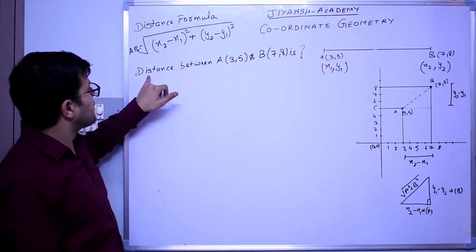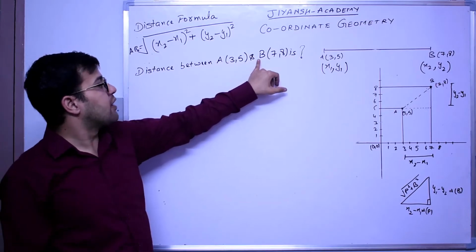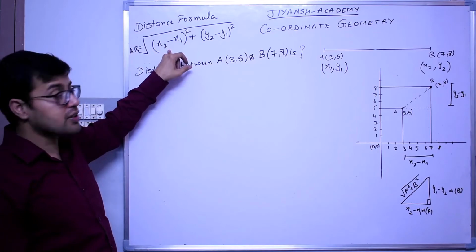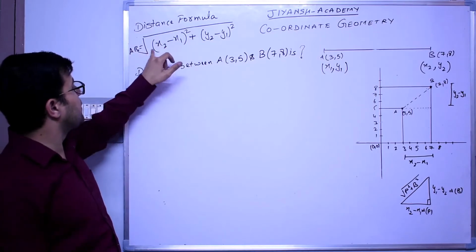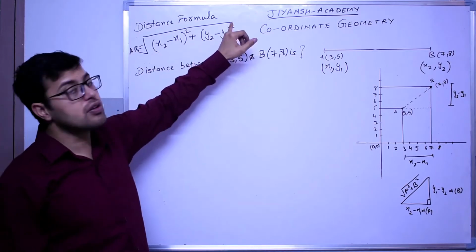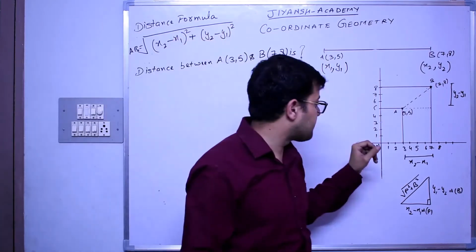The distance between point A, that is 3 comma 5, and B, 7 comma 8, can be found by a formula known as the distance formula. AB is given as the square root of x2 minus x1 whole square plus y2 minus y1 whole square. Now how did we get this formula? Let's come to that.